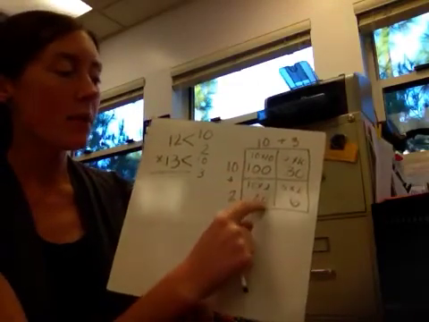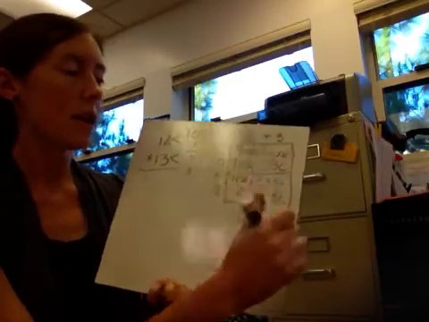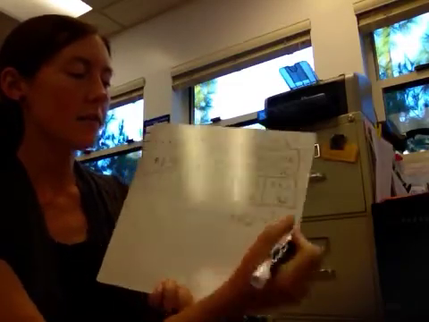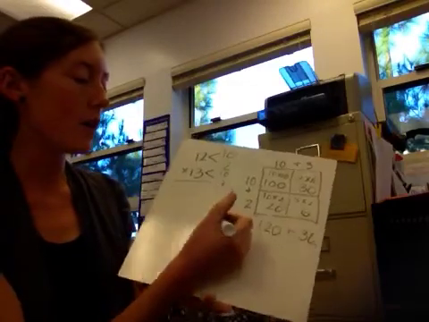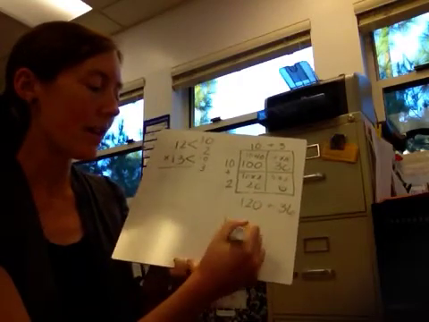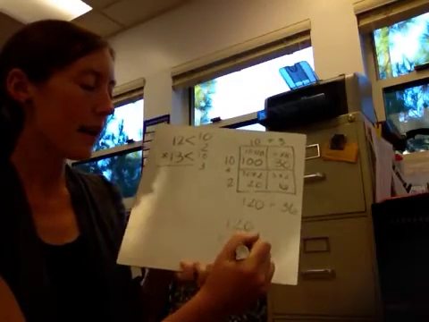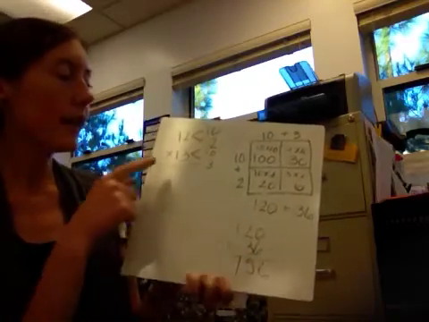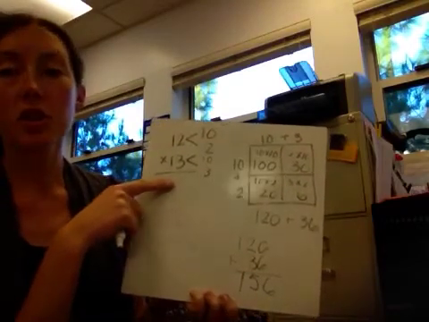So I'm going to add 100 plus 20, which is 120. And here I'm going to add 30 plus 6, 36. Now if you can do this mentally in your head, great. If you need to write it out on the side to line up the places, then I recommend that you try that. 0 plus 6 is 6, 2 plus 3 is 5, and then we have 1. 156 is the answer.